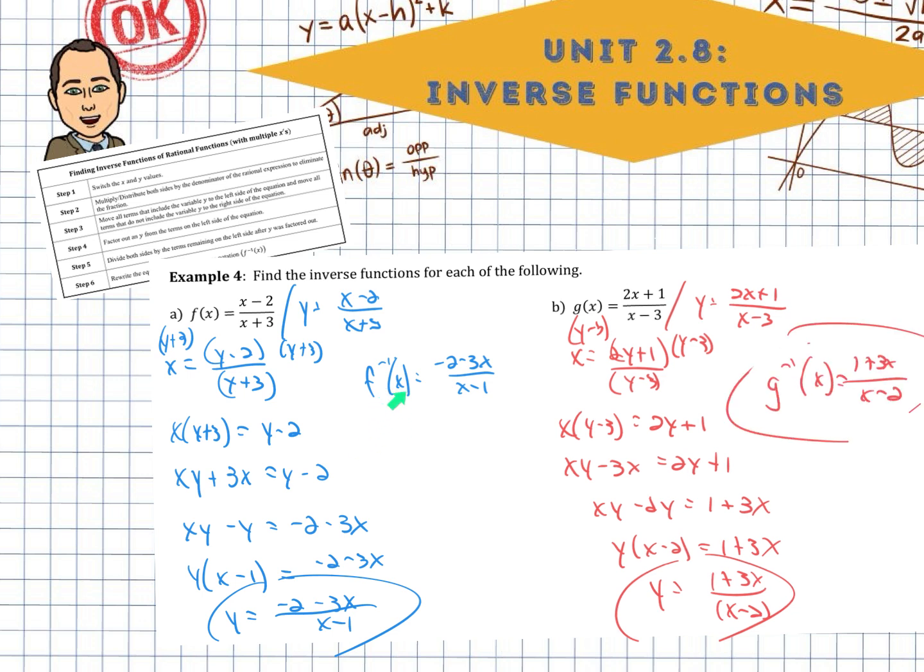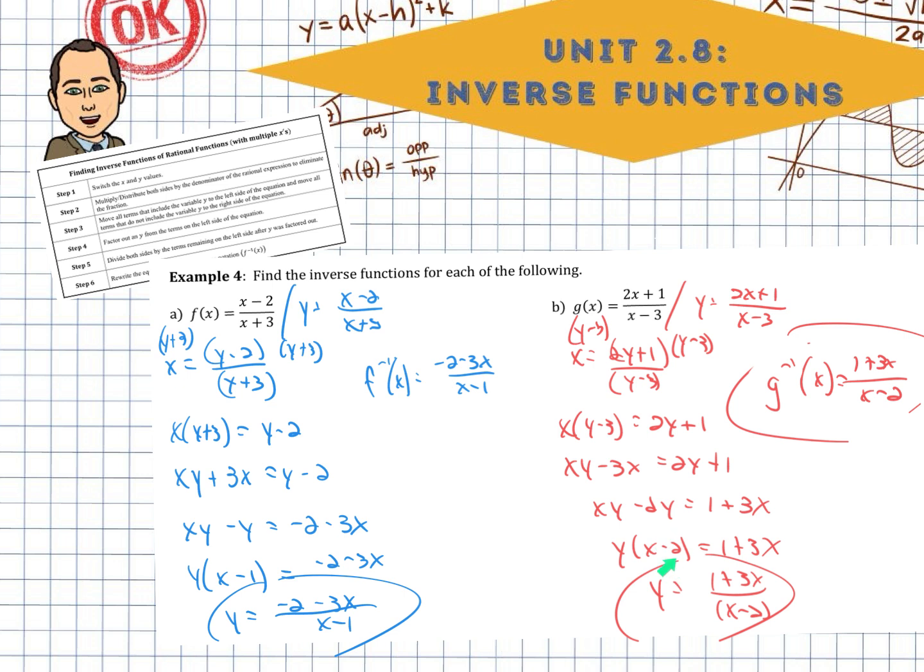Now, my inverse function here for this first function, f inverse of x, or the inverse of f of x, is negative 2 minus 3x over x minus 1. Here's the catch. In this step here, when I subtracted 3x from both sides, I decided to make it negative 2 minus 3x. I could have made it negative 3x minus 2 and still have the same correct answer. Then dividing by x minus 1 still gives me x minus 1.